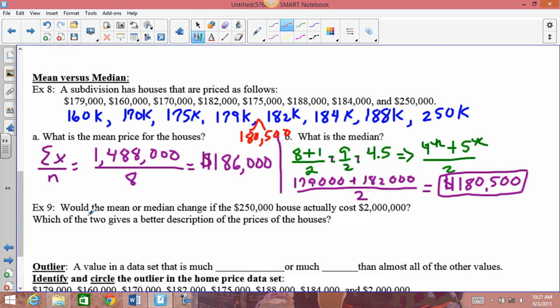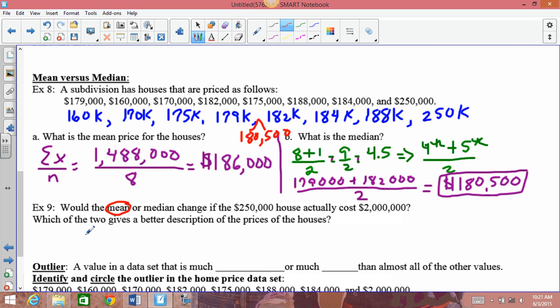In example 9, what do you think would change, the mean or the median? Would the mean or the median change if the $250,000 house actually cost $2 million? Hopefully you would recognize that only the mean is going to change. If I take that $250,000 home and make it 2 million, that is not going to affect the fourth and fifth entries for my median. But instead of adding 250,000 into the sum, it's going to be adding 2 million. So the mean is the only thing that's going to be affected there.